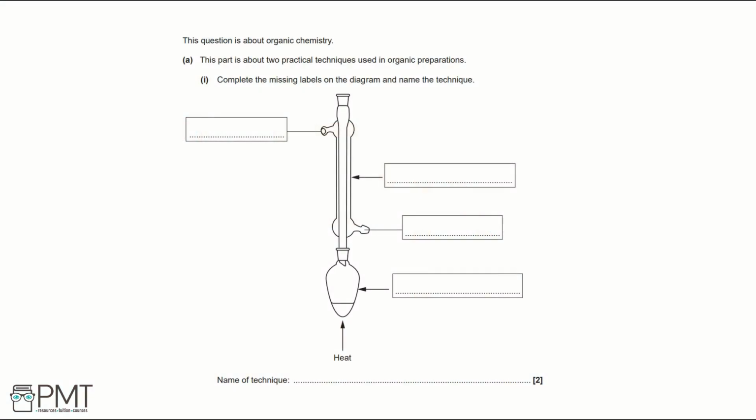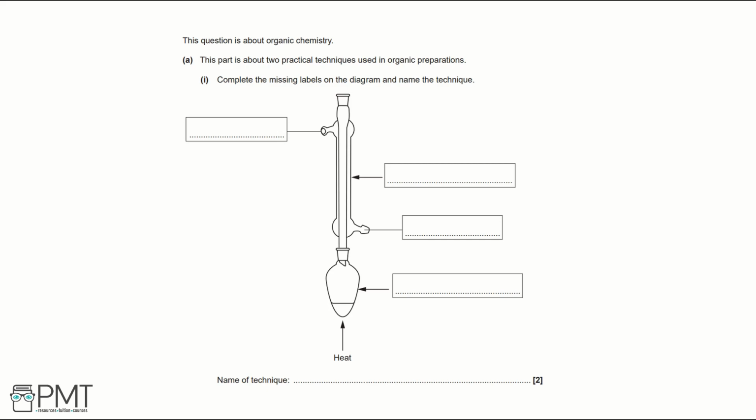This question is about organic chemistry. Part A. This part is about two practical techniques used in organic preparations. Part 1. Complete the missing labels on the diagram and name the technique. So let's start with the missing labels.